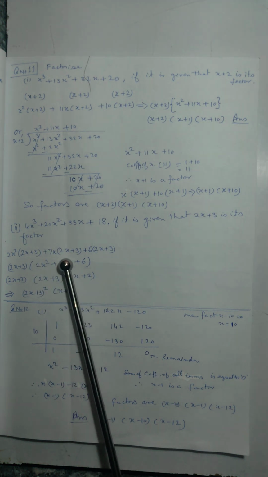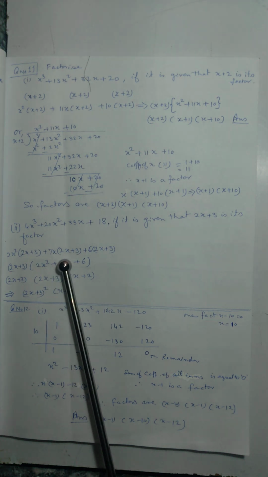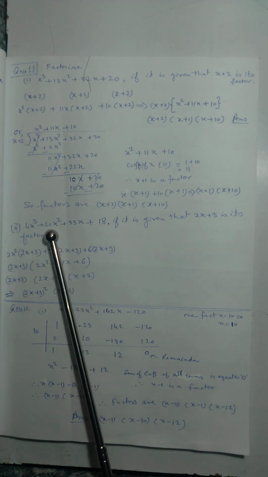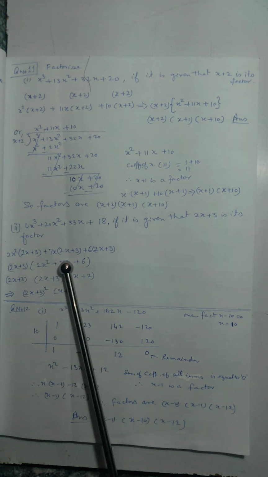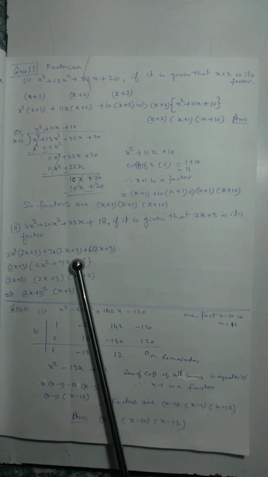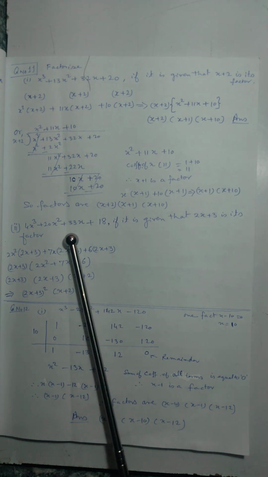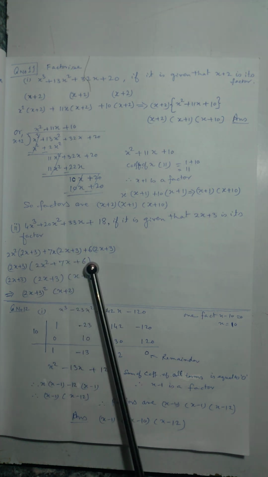So here you see, it is already 2x, so I have multiplied it by 7x. While you multiply 7x to 2x, you will get 14x square. 14x square plus 6x square will be equal to 20x square. Now 7x will be multiplied to 3. You will get 7 3s are 21x. But there is a requirement of 33x and you have got only 21x. So you need how many x more?